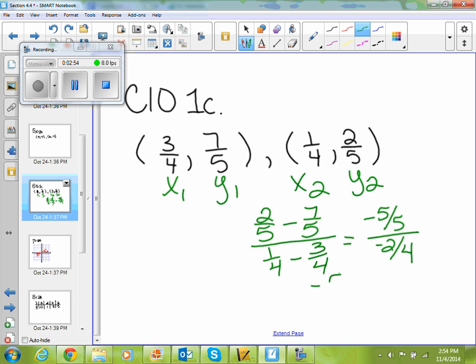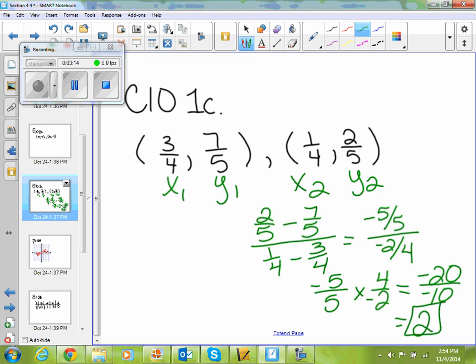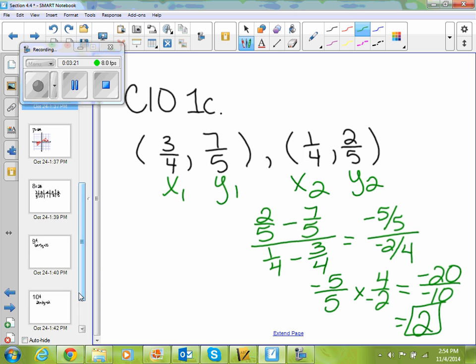So then I leave it, change it, flip it, because that's how you divide fractions, right? Leave it, change it, flip it. Okay, so negative 5 times 4 is negative 20 over negative 10, and what does that reduce to? Positive 2. Negative 20 divided by negative 10 is positive 2. Okay, so that's how it works when you're given values.